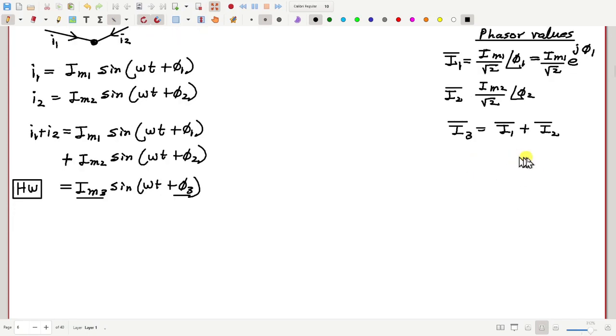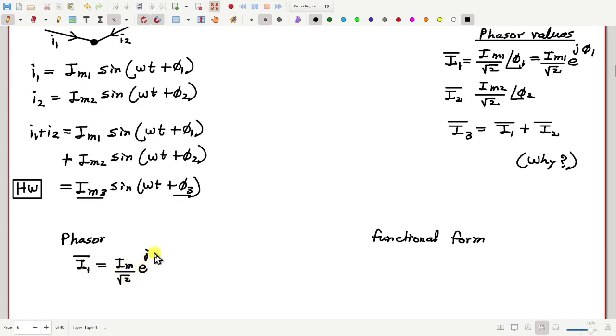Let me try to justify why this is the case. Suppose I give you the phasor value, say I1 bar, and then I want to get the functional form corresponding to I1 bar. What do I have to do? This is actually equal to Im by root 2 e to the power j theta.